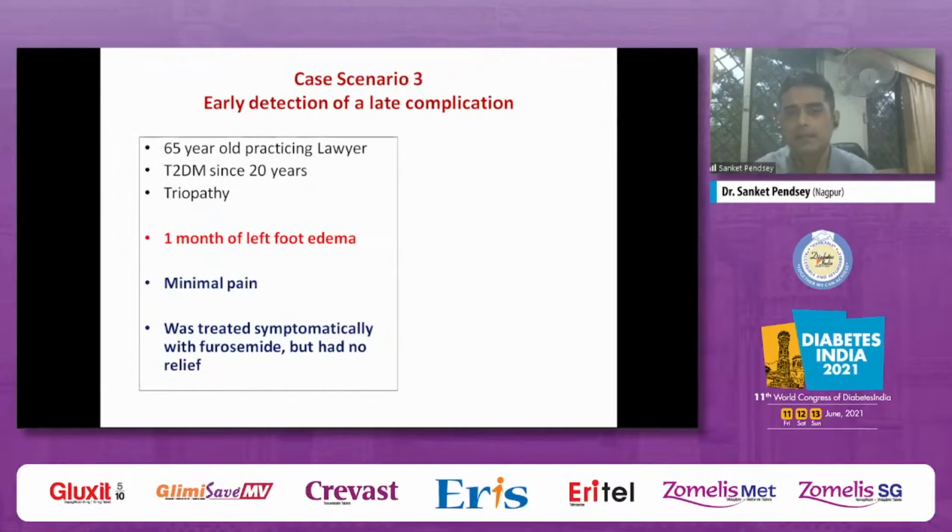The third case is of a 65-year-old practicing lawyer who had diabetes for 20 years and had evidence of triopathy. He presented with 1 month of edema in his left foot. He had very minimal pain, and hence he continued to walk, doing all his activities, practicing his law, etc. He was treated symptomatically elsewhere with furosemide but had no relief, so he came back to us.